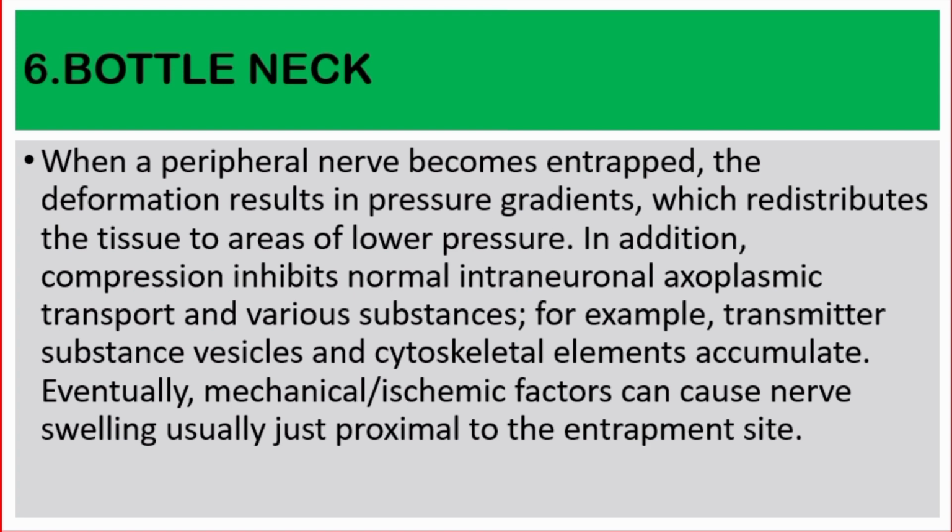Number 6, bottleneck. When a peripheral nerve becomes entrapped, the deformation results in pressure gradients, which redistributes the tissue to areas of lower pressure. In addition, compression inhibits normal intraneuronal axoplasmic transport and various substances, for example, transmitter substance vesicles and cytoskeletal elements accumulate. Eventually, mechanical and/or ischemic factors can cause nerve swelling, usually just proximal to the entrapment site.